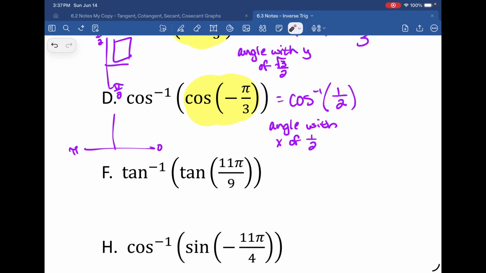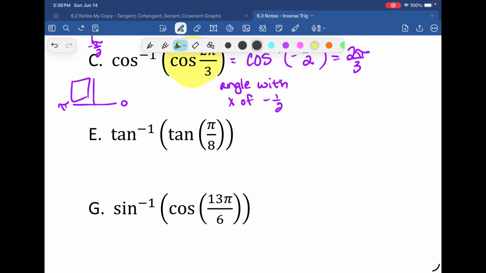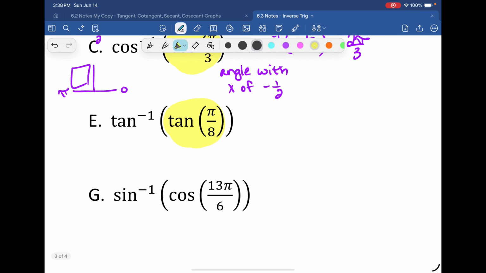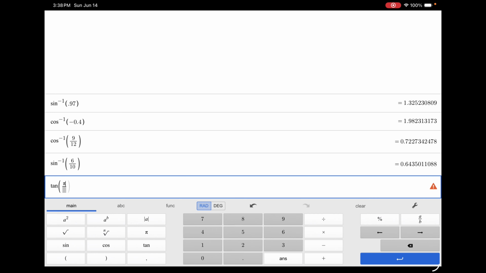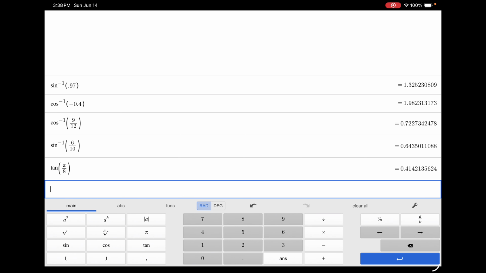Inverse tangent of the tangent of pi over 8. These are our first 4 examples. These are unit circle values. Pi over 8 is not a unit circle value. So I'm going to perform that operation first. I'm going to go ahead and find the tangent of pi over 8, in radians. So 0.414.